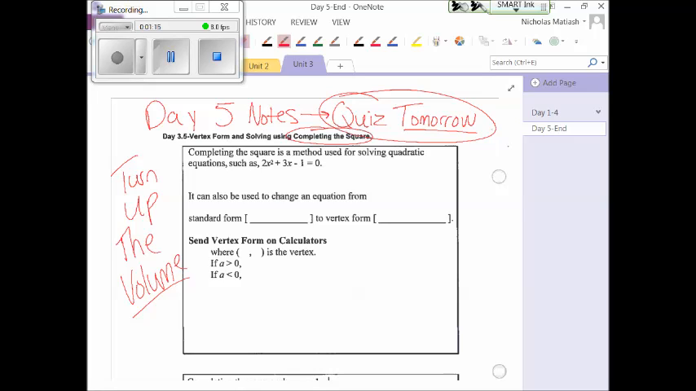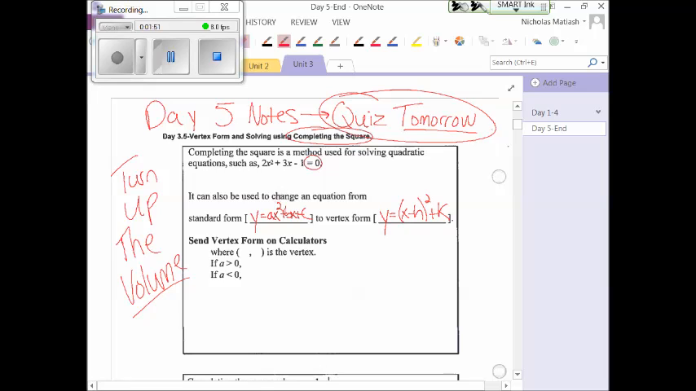It's just that if we can't factor, sometimes this is the best option, because if you get used to it and you get fluent in this process, you can really do completing the square quite quickly. It can also be used, aside from just solving, which is when we have it equal to 0, to change the equation from standard form, which looks like this, to vertex form, which looks like this: y equals x minus h squared plus k.